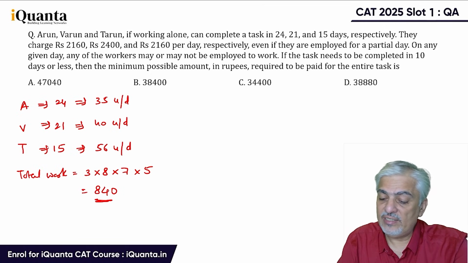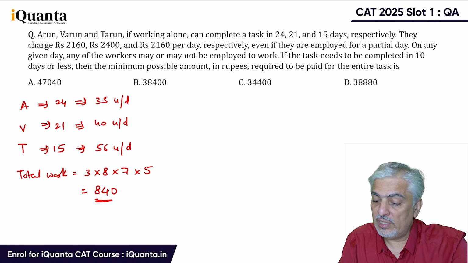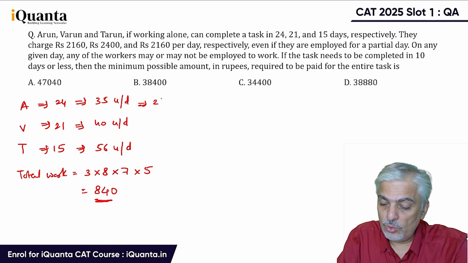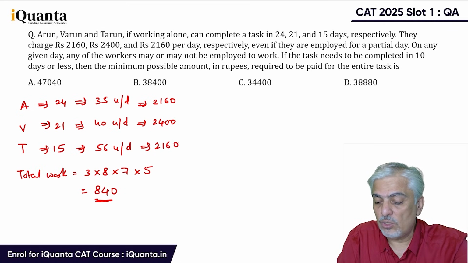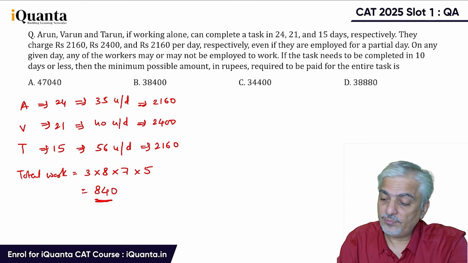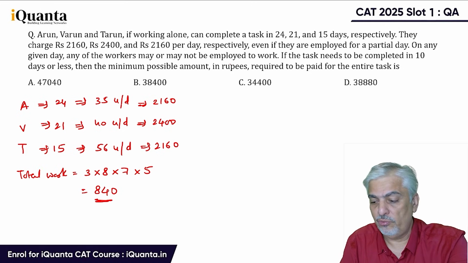Now, they have said that they charge 2160, 2400 and 2160 per day respectively, even if they are employed for a partial day. That means they will charge 2160 rupees, 2400 rupees and 2160 rupees even if they are employed for a partial day. All that is okay. On any given day, any of the workers may or may not be employed to work. So it is not compulsory to employ all 3 of them.